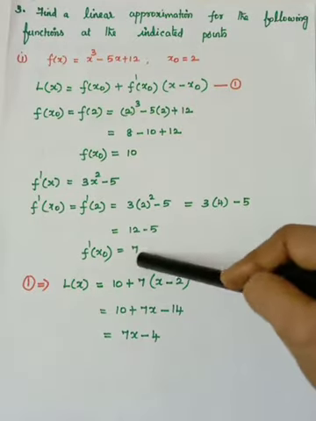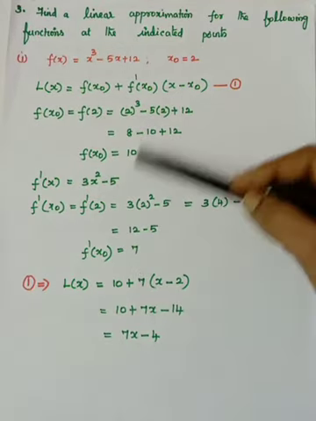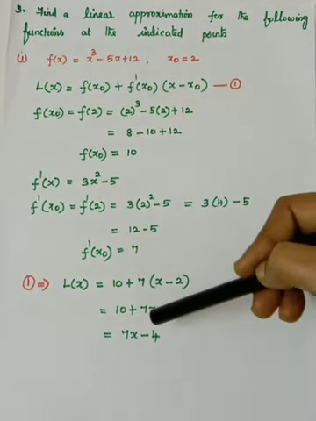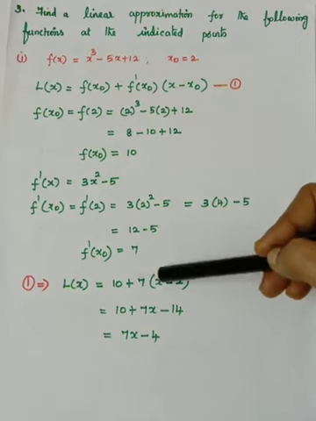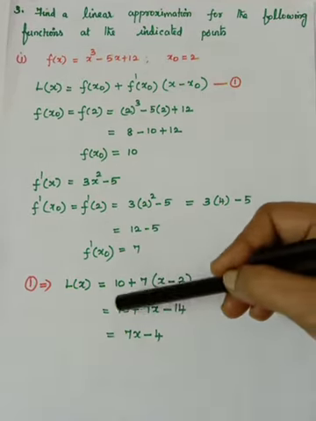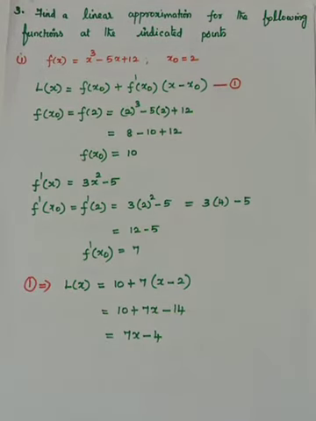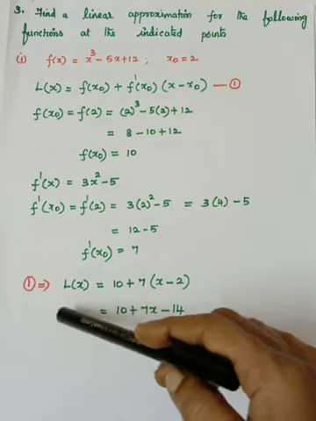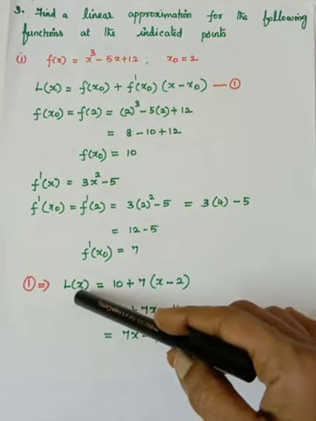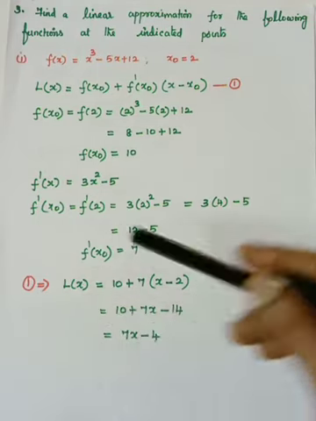Okay. After finding these two results, you have to substitute in this formula. So f of x naught is 10. So 10 plus f dash of x naught, which is 7, into x minus x naught. X naught is 2. So if you simplify, 7 into x is 7x, 7 into minus 2 is minus 14. 10 minus 14 is minus 4. So this is the linear approximation at x is equal to 2 for the function. So L of x means it is a linear approximated function in terms of x. So here you have 7x minus 4. It is in terms of x. That's why we have denoted it as L of x.